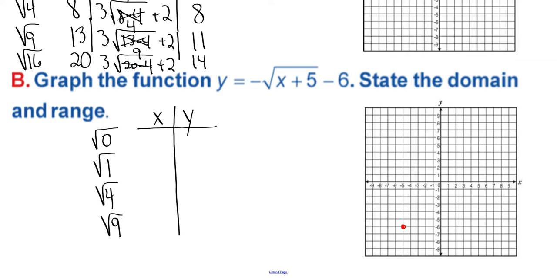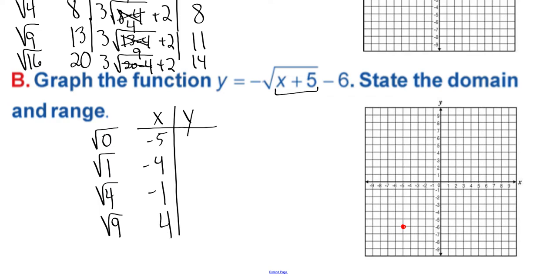Okay? So what can I plug in there to get a 0? Negative 5. What can I plug in there to get a 1? That would be, okay, this is kind of goofy. I would plug in a negative 4. Negative 4 plus 5 is a 1. What would I plug in there to get a 4? Well, I got to do 5 minus 1, so that's a negative 1. And then a 9, I would plug in a 4.